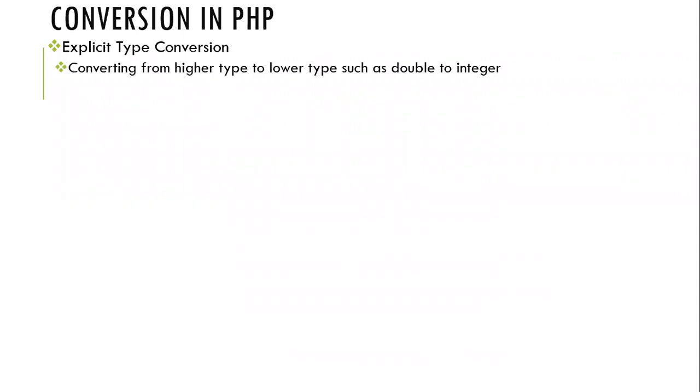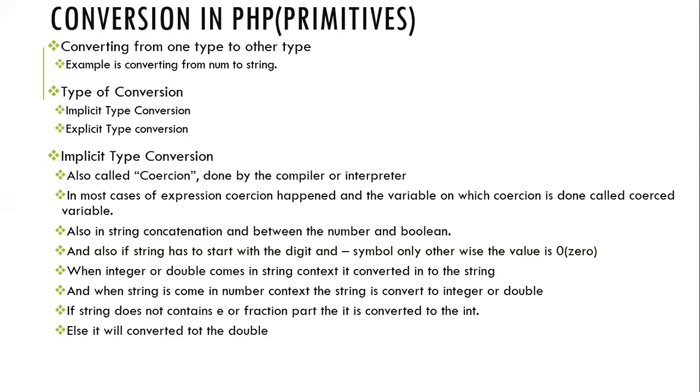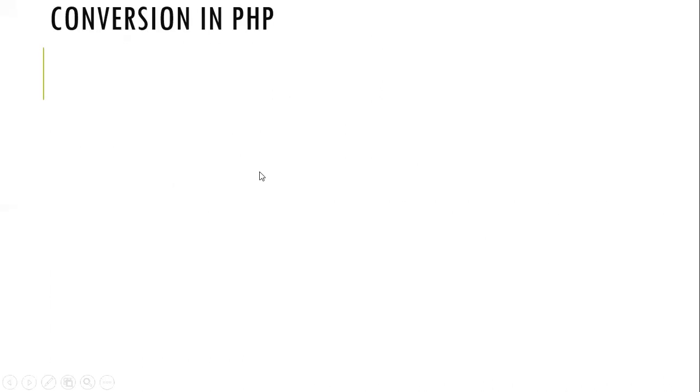Now we'll check out explicit type conversion. Do you guys have any doubt in implicit type conversion? I hope you have understood better. Okay, I can continue, right? If you have any doubt, you can ask me.